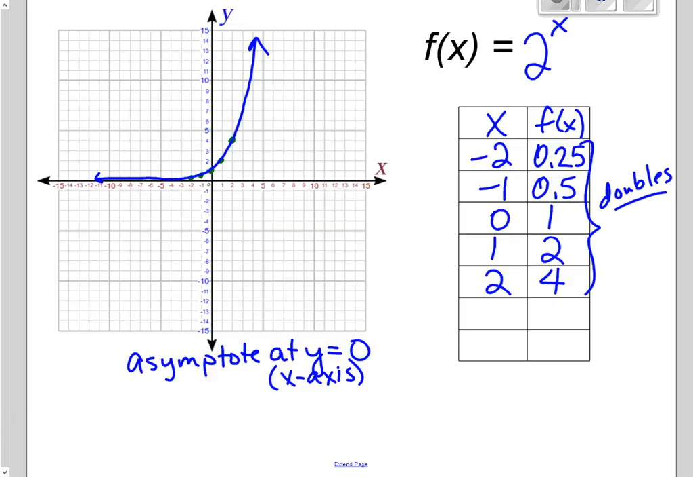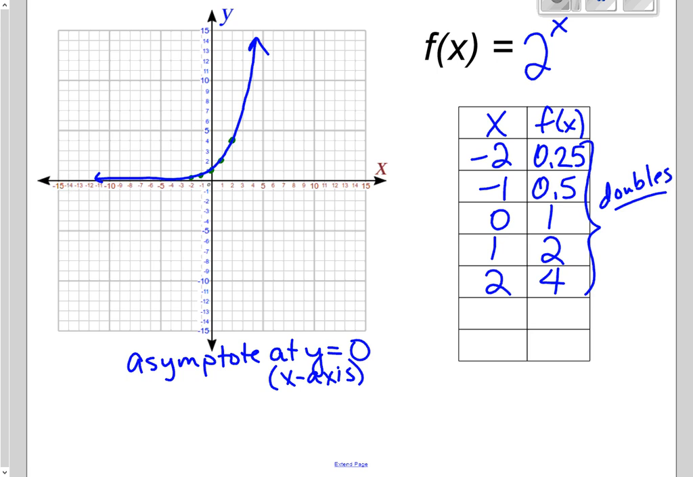It does. Perfect. So then our next step is going to be our transformation. So we're going to start looking at how do I transform these graphs? How do I move them up and down, left and right, and do some vertical and horizontal stretches and compressions.